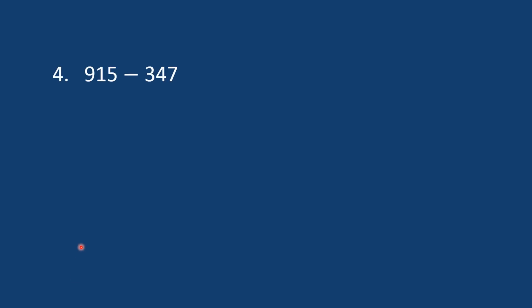Example number 4. 915 minus 347. Arrange the numbers vertically according to their place value. 915 minus 347. 5 is in the ones place. 7 is in the ones place. 1 is in the tens place. 4 is in the tens place. 9 is in the hundreds place. And 3 is in the hundreds place. Let us do the subtraction without expanding the numbers.